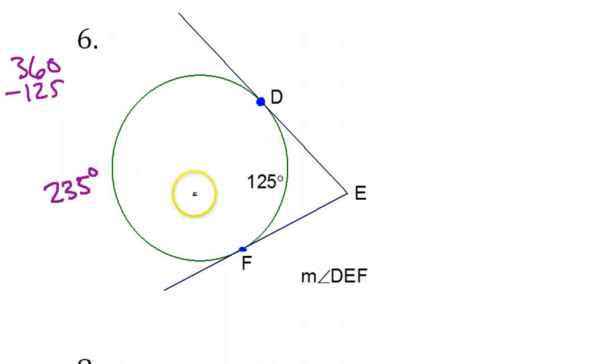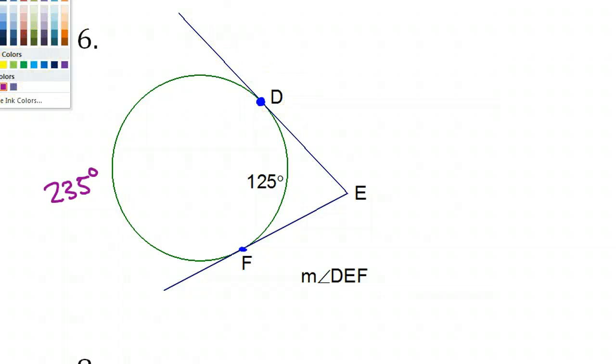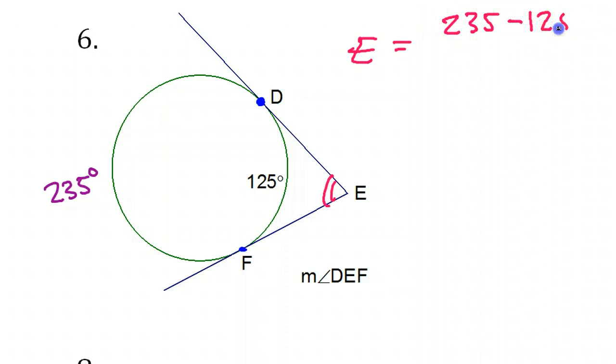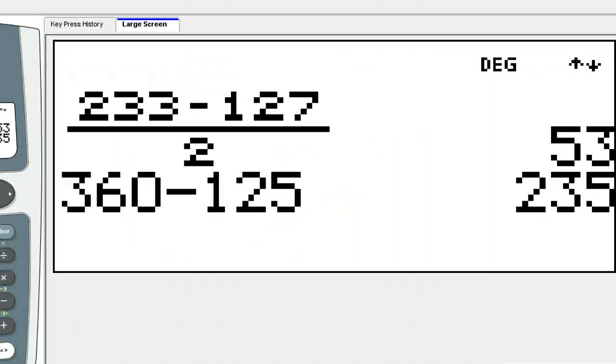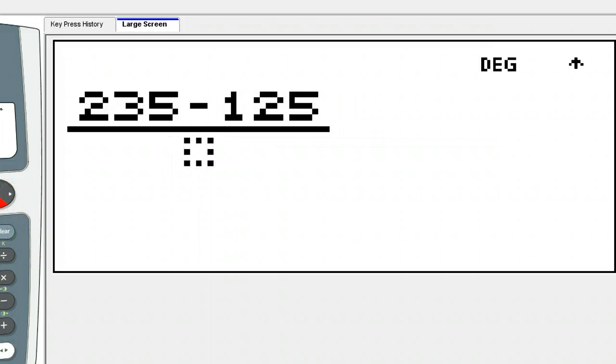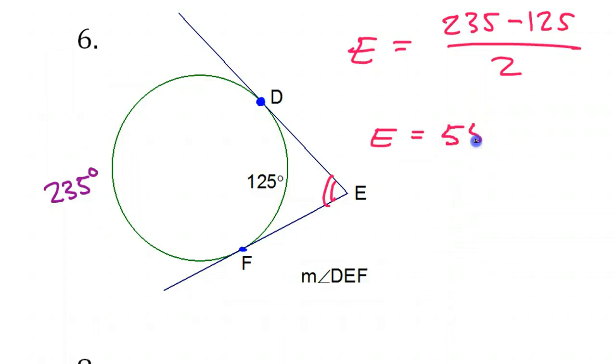Alright, it's clear if I add up these two, it'll make 360. You can check it out if you need to. Now, just like we did before, we have learned that the angle, and we're talking about angle DEF, is this angle right here. The angle in this position will equal the big arc minus the smaller arc divided by 2. That is 55 degrees. And that's the answer to number 6.